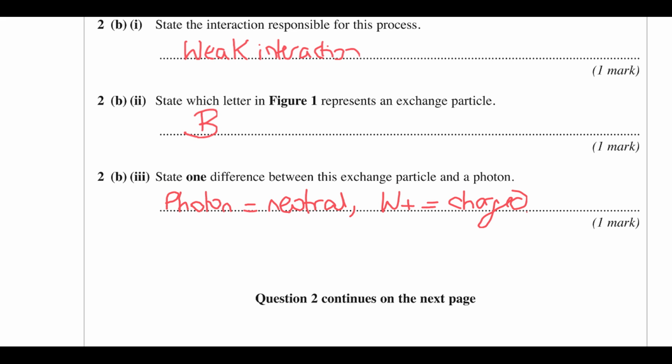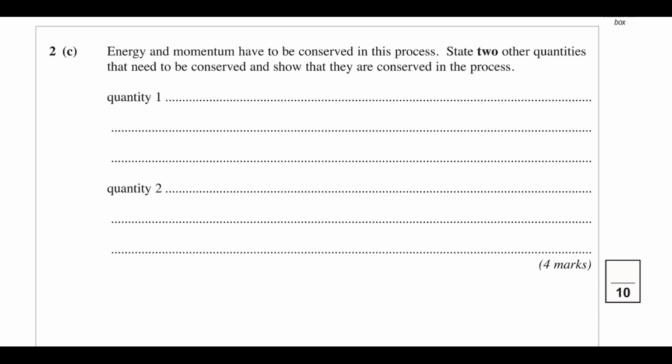All right, let's finish off question 2. Okay, so last part, question 2. Energy and momentum have to be conserved in this process. State 2 other processes that need to be conserved and show that they are. So baryon number has to be conserved.